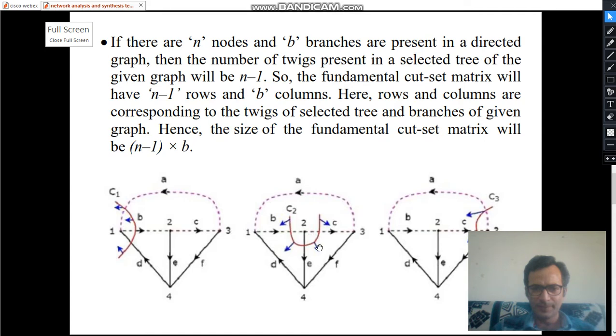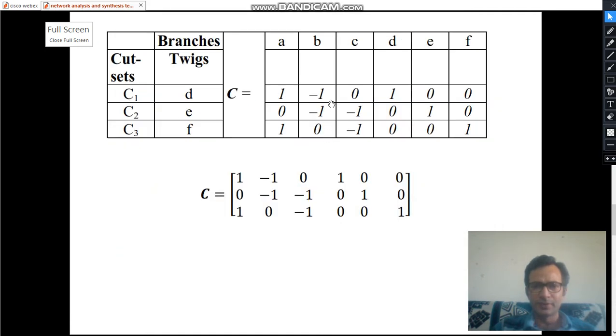C and E +1, B -1. C and E +1. So this is incorrect. It should be +1. In case of C3, so here also this should also be +1.